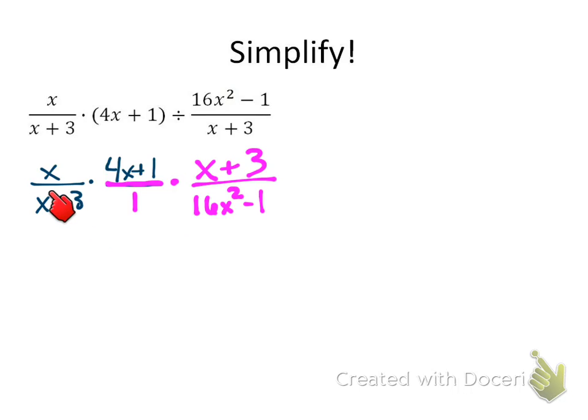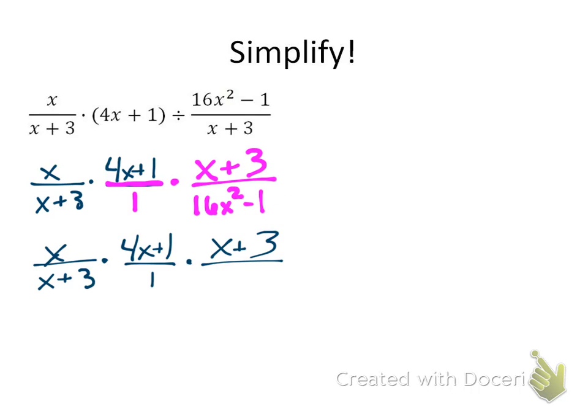I'm ready to completely factor this. I've got a monomial x in the numerator. This binomial x plus 3 cannot be factored. 4x plus 1 cannot be factored. 1 is a monomial. It's just it. x plus 3 cannot be factored. 16x squared minus 1, well, I see the squared here, so I check to see if I can factor. And this is actually an example where 16x squared is a perfect square, 1 is a perfect square, it's a difference of squares.